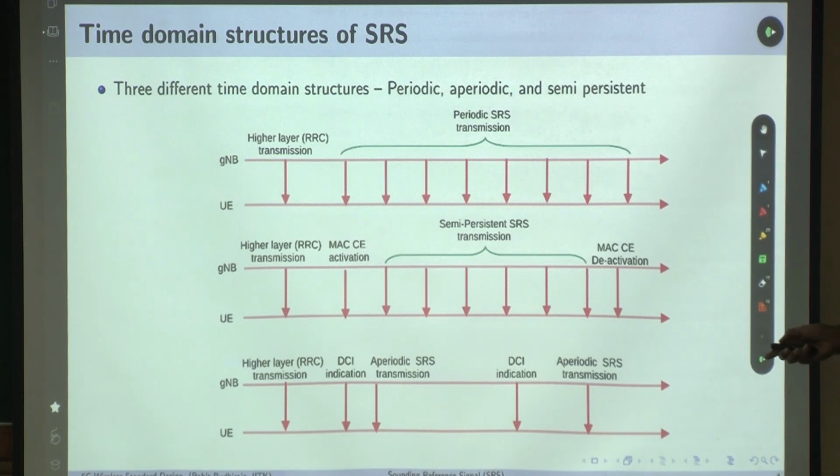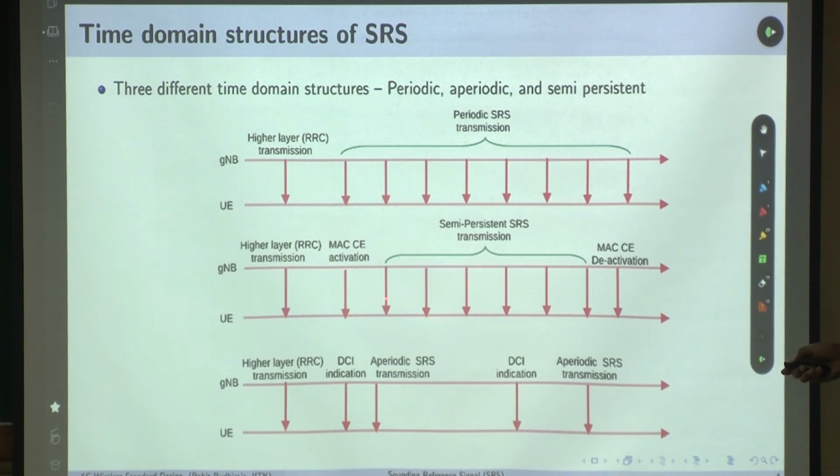This is the first one. Then this is called semi-persistent, and semi-persistent is something similar to periodic. But what happens is that first the RRC gets into the picture, saying that you have to transmit the SRS. The SRS is always configured by RRC.